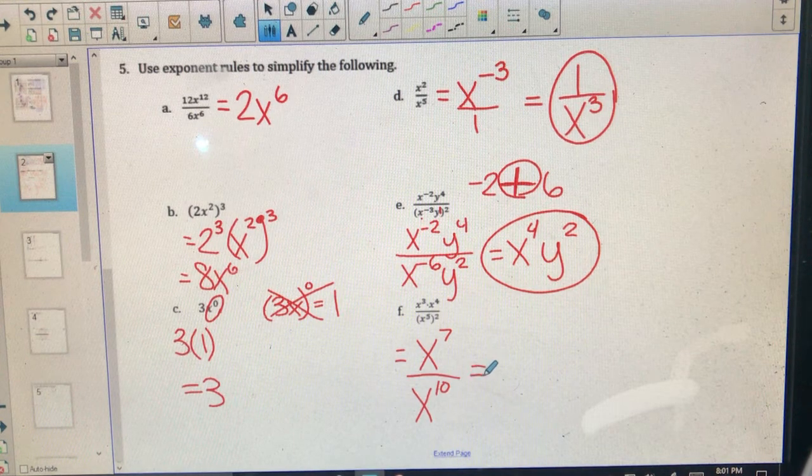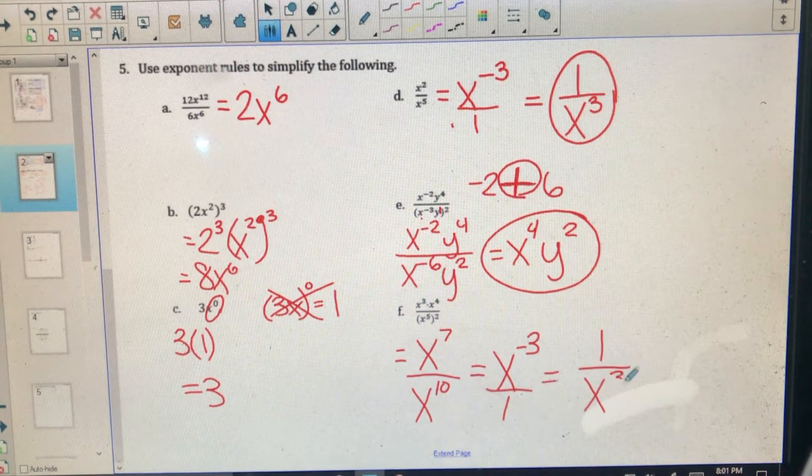Now that I've simplified the top and the bottom, I am ready to divide. And then when I divide, I do top minus bottom. So 7 minus 10 is a negative 3. So now I'm at x to the negative 3rd. That was the third rule that I've used. And I'm still not done because of that negative exponent. I need to take care of that just like I did in D. I'm at this exact same step that I was at in D, where I want to put it over a 1 so that I can flip it. And when I flip it, I get 1 over x, and my exponent becomes a positive 3.